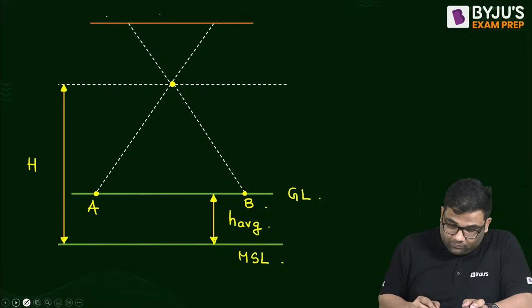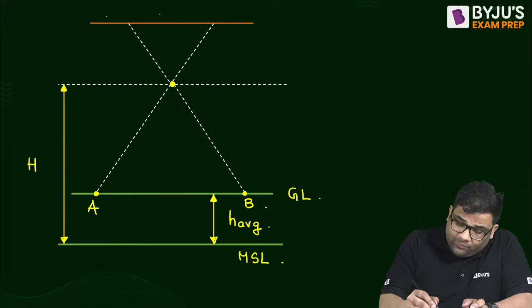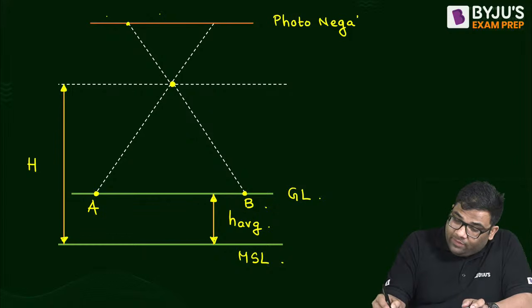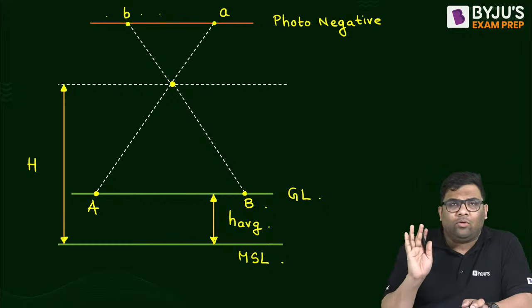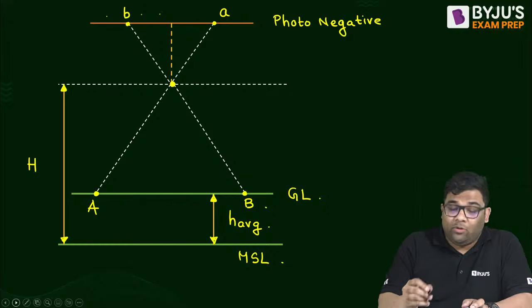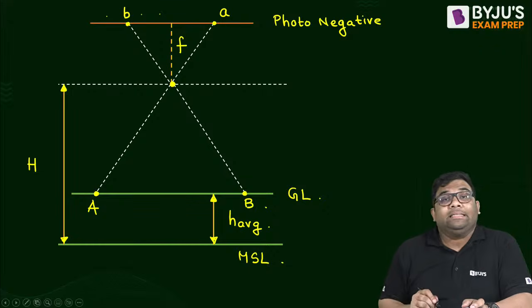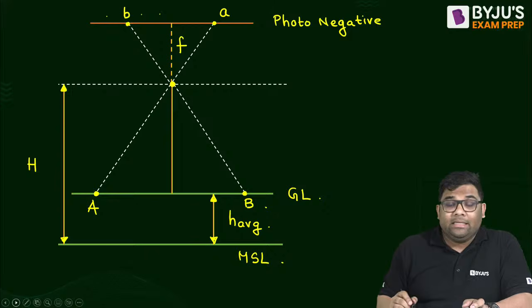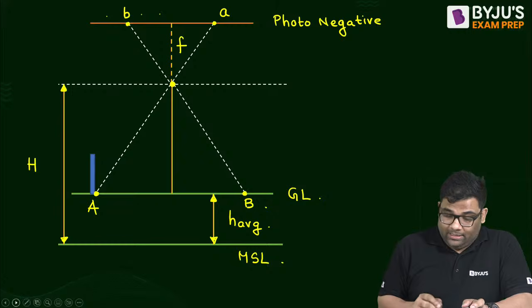Now, this is the photo negative, right? Since it is the photo negative, I can say this will be A and this will be B. Then this will be your focal length. Yes. And then this will be what?